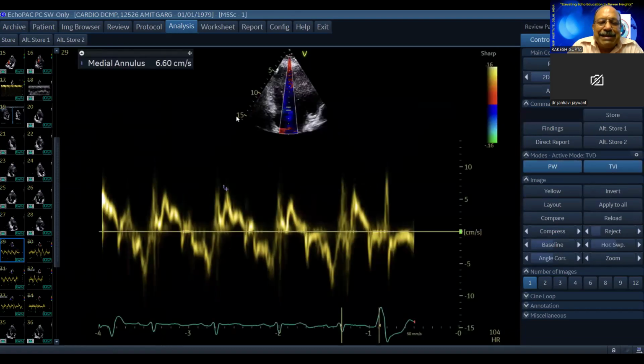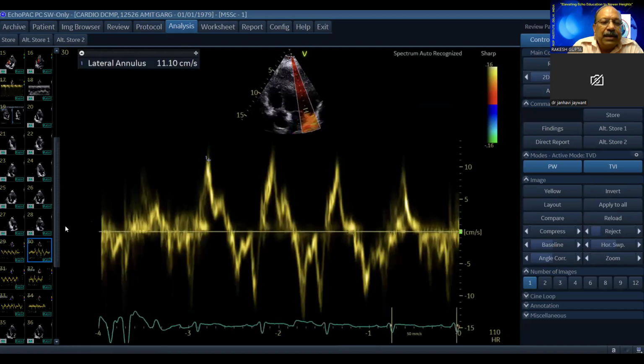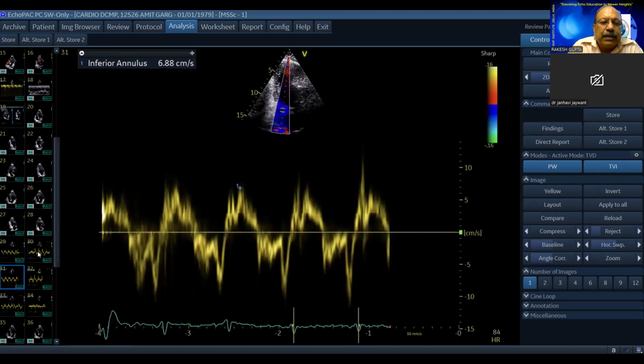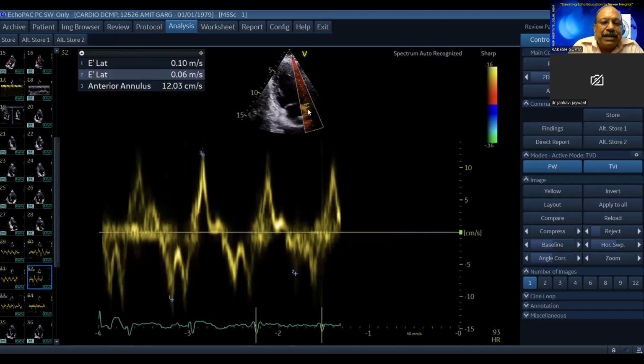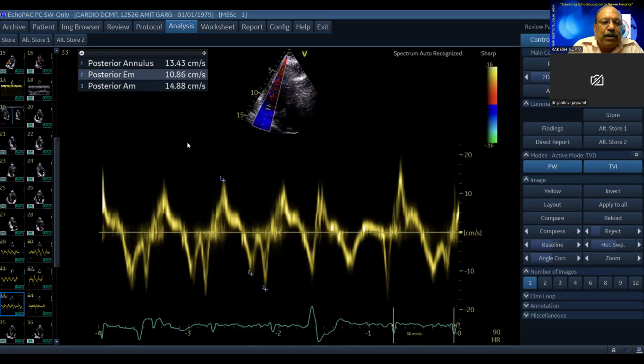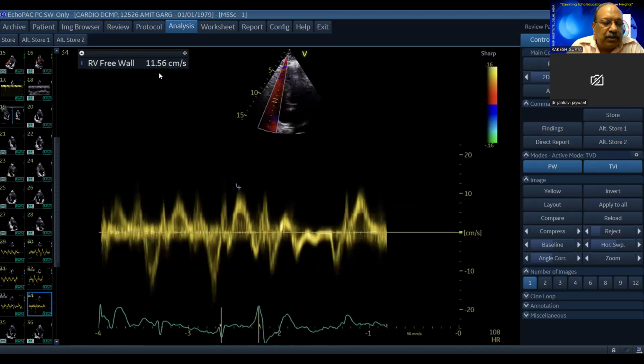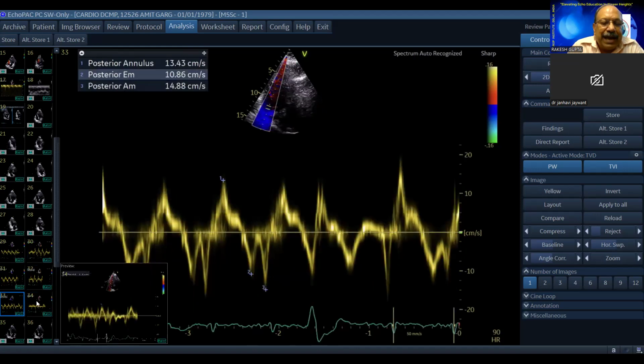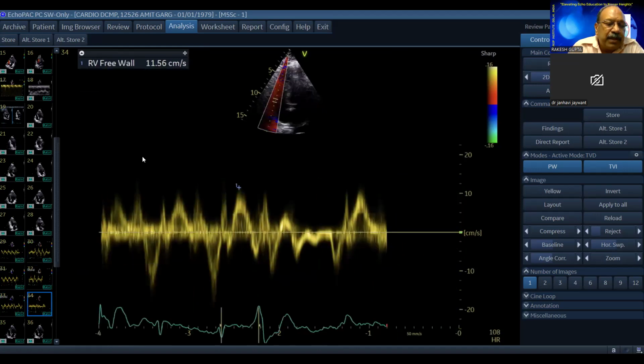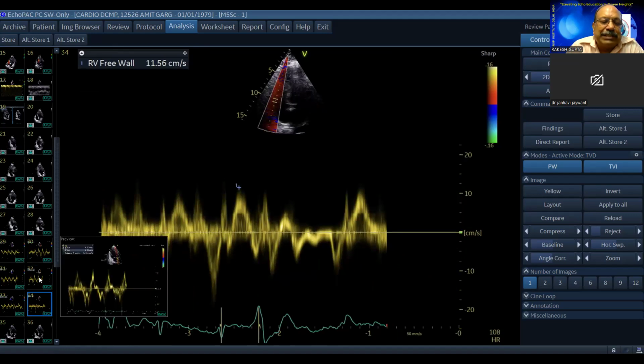Now look at the medial TDI, 6.6 S wave. Then lateral TDI, 11.1. Then inferior TDI, 6.8. Anterior TDI is about 10 or 12.3. Then we went into RV free wall, 13. And posterior was 13 and RV free wall is 12. Anything more than 7 is considered as normal.